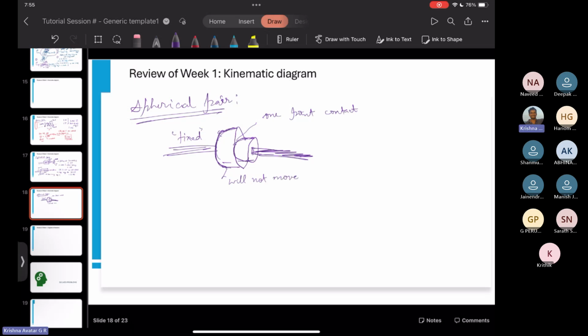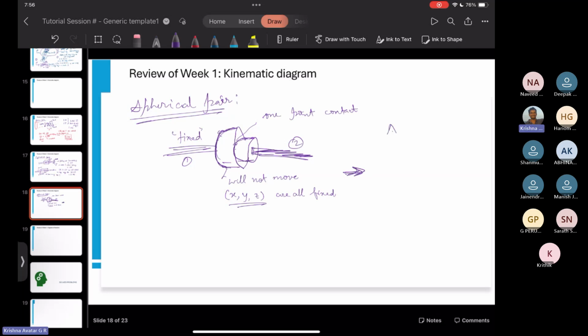Which means that we are talking about space. Now it's a spatial mechanism or spatial kinematic pair that we are talking about, which means that X, Y, and Z are all fixed. So for the other body, this is body 1, this is body 2. For body 2, at least one point which is in contact with the fixed body, X, Y, and Z coordinates are all fixed, which means that what we have lost because of X, Y, Z being fixed.